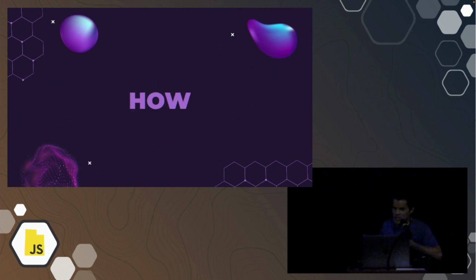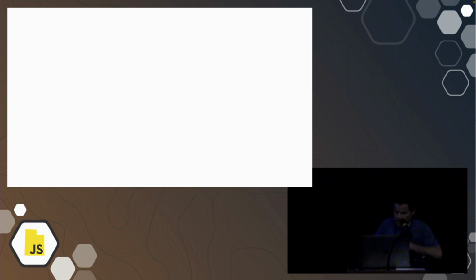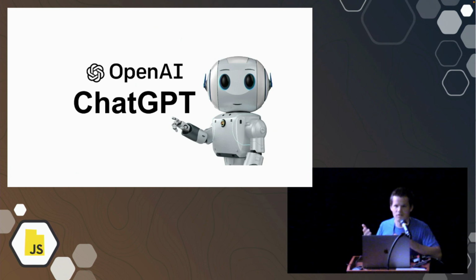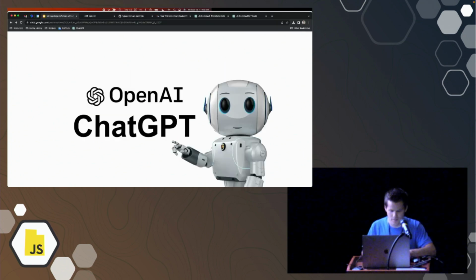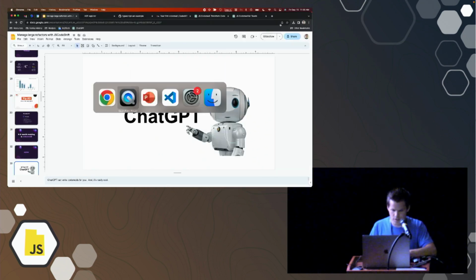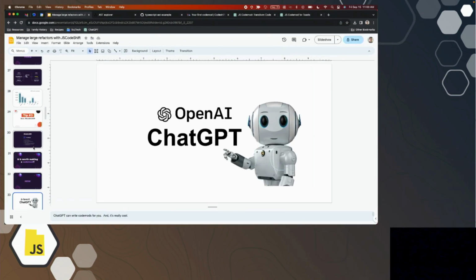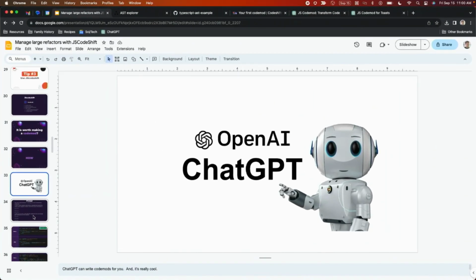I'm going to give you the secret, which won't be a surprise to you because it's 2023 and there's really nothing else on the news right now. It is ChatGPT. ChatGPT can write code mods for you, and I'm going to take the rest of the time to demo that for you. So I'm going to use the example where I had a component library called Phoenix. I want to go to a component library called Spectrum.